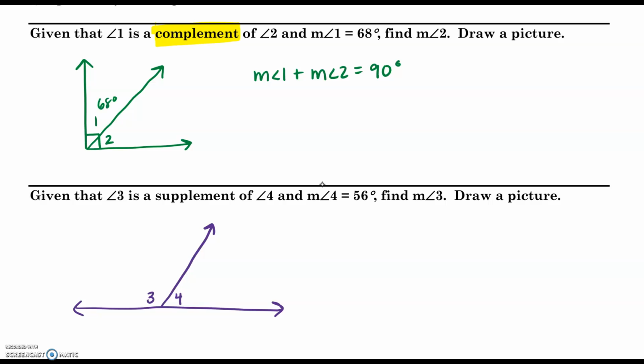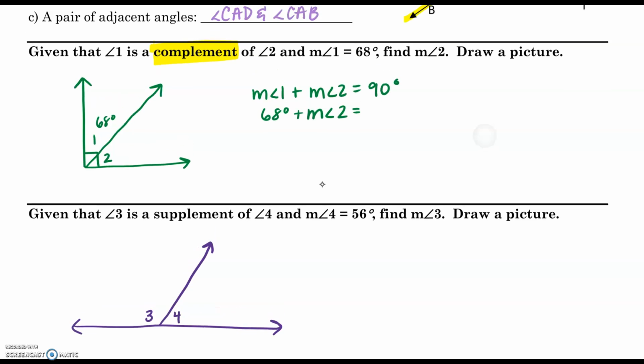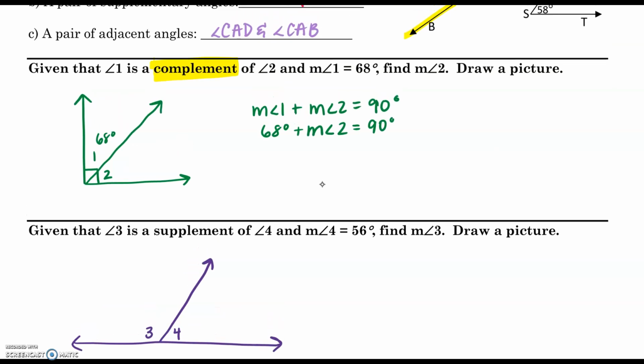So here I'm just going to plug in the measure of angle 1. So 68 degrees plus the measure of angle 2 is equal to 90 degrees. To solve for the measure of angle 2, I am going to subtract 68 from both sides. So the measure of angle 2 is equal to 22 degrees. So remember, complement, complementary, add up to 90 degrees.